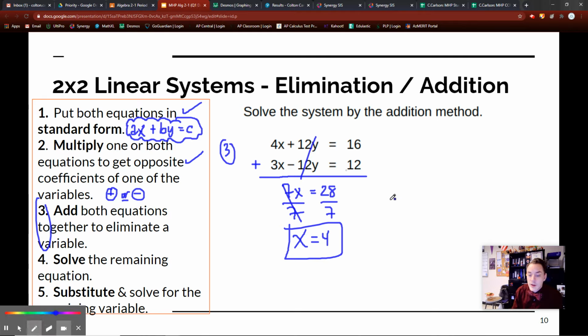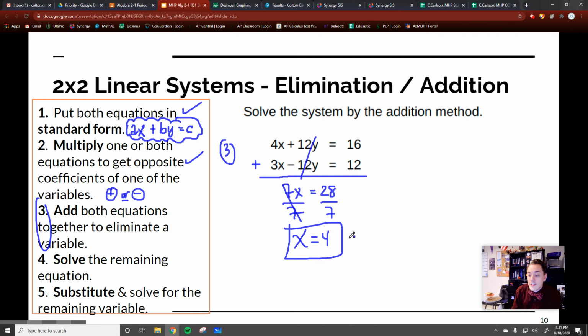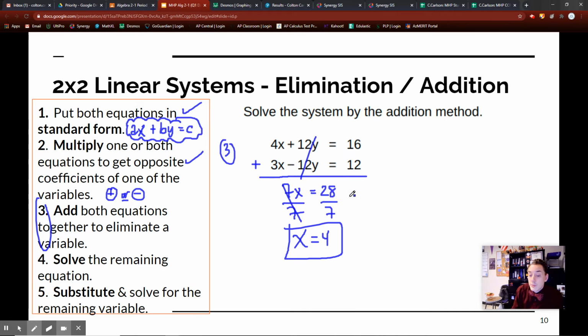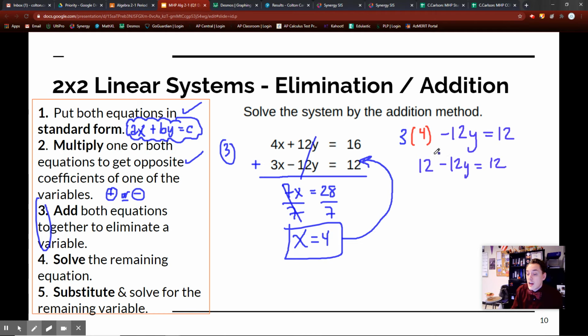So let's look back at our problem. I always have students ask, does it matter which equation I plug this in? No, it doesn't matter which equation you plug it in at. So I'm just going to choose this one. That means 3x, which is 3 times 4 in red as my substitution, and the remaining equation is minus 12y equals 12. So let's solve this. 12 minus 12y equals 12. I subtract the 12 over, so I get negative 12y equals 0. And of course, that means y equals 0.